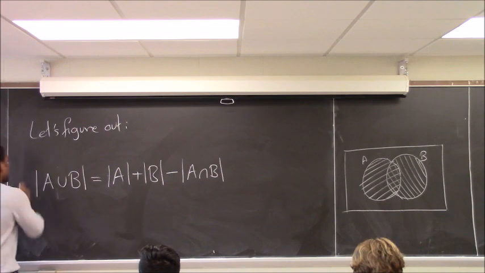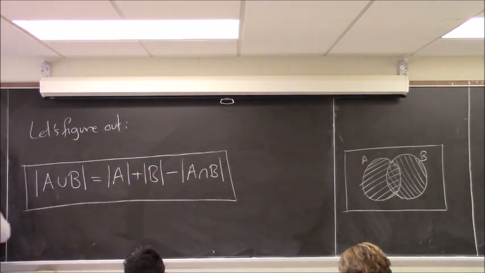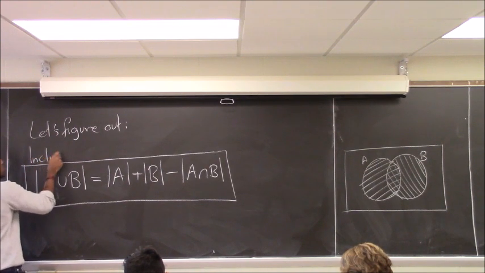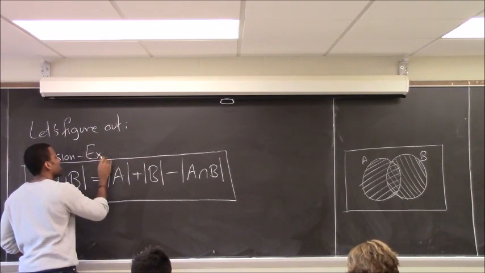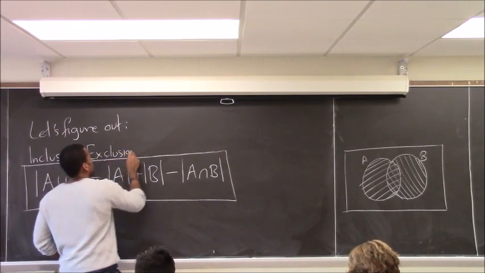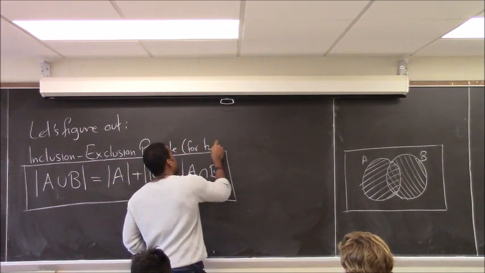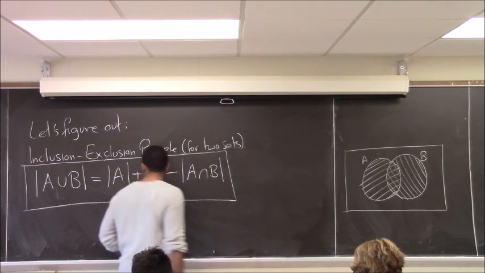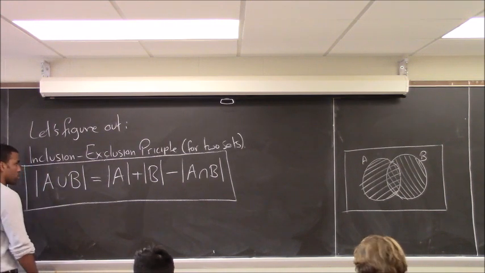And that's an important equation. We are going to use it at some point in 2 or 3 classes. It's called the Inclusion-Exclusion principle. You can extend it to multiple sets, but this is the one for 2 sets. The other one, you'd add all the magnitudes of each individual set, subtract all the intersections, then add all the triple intersections, and subtract all the quadruple intersections, and so on and so forth.